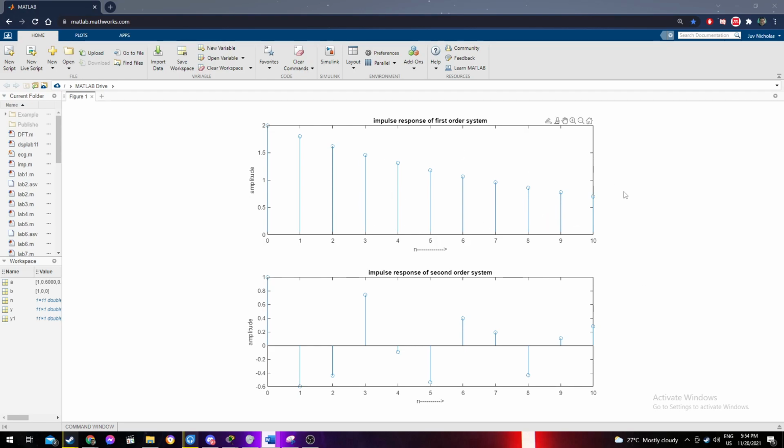In the first order system, we can see that the LTI system has an exponentially decaying signal. In the second order, we can see a more erratic behavior, going from positive to negative, then positive, then going back again to positive. But it is slightly normalizing as n goes further.